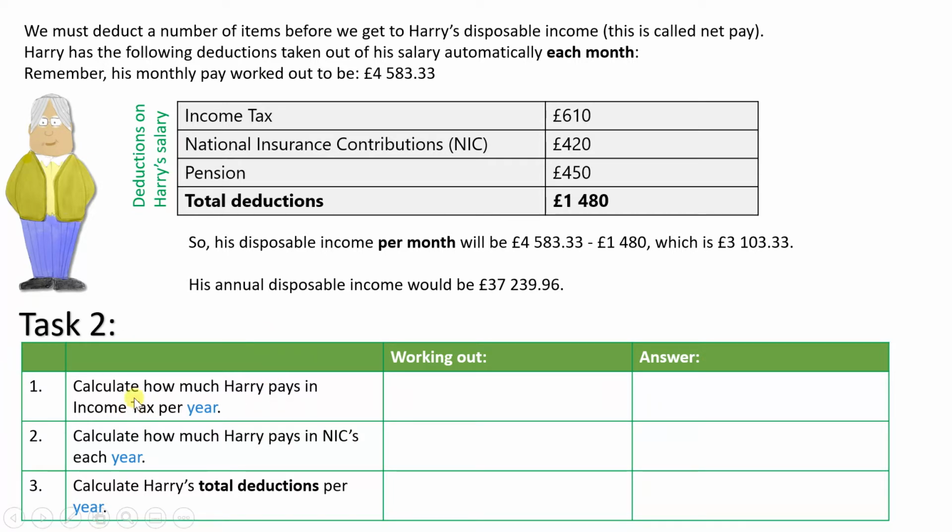Task 2. Calculate how much Harry pays in income tax per year. So that's for the whole year. You've been given 1 month. Task 2.2. Calculate how much Harry pays in national insurance for the whole year, and calculate Harry's total deductions for the whole year.